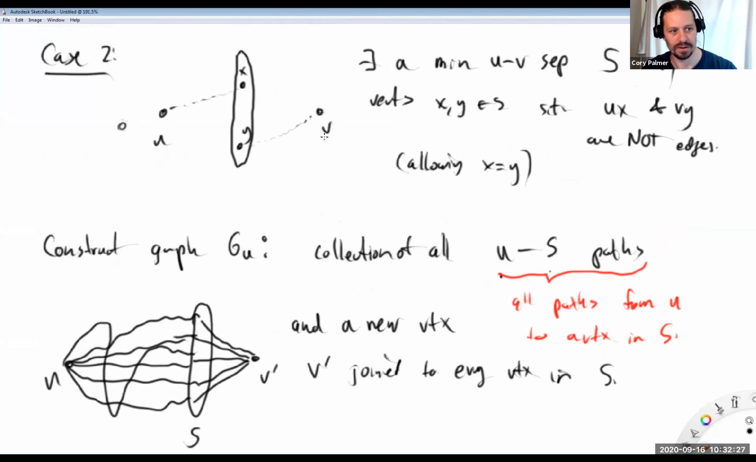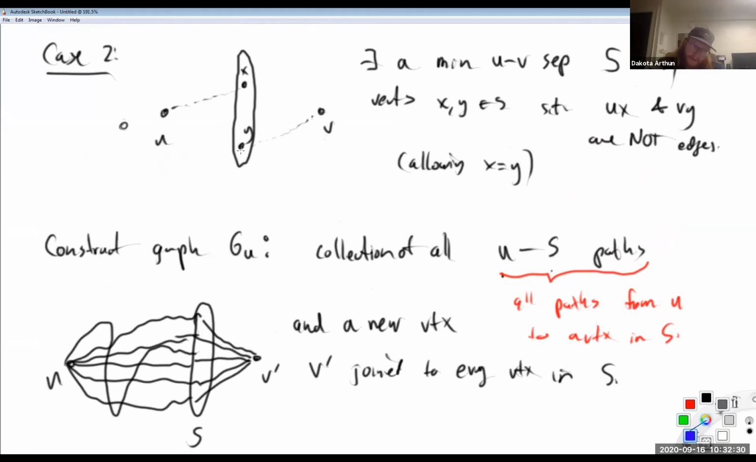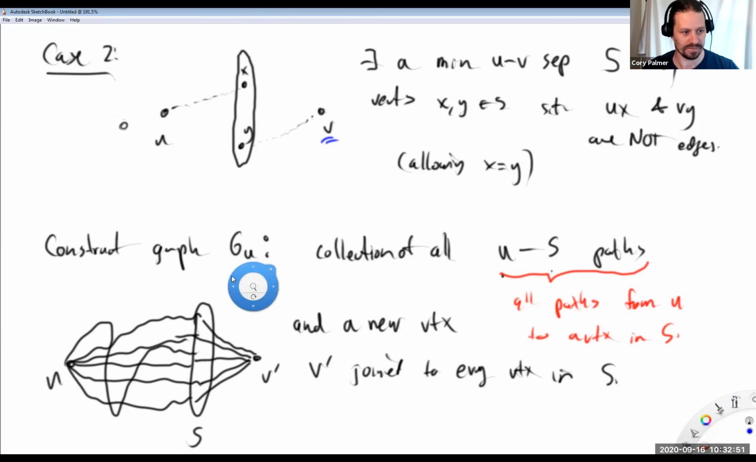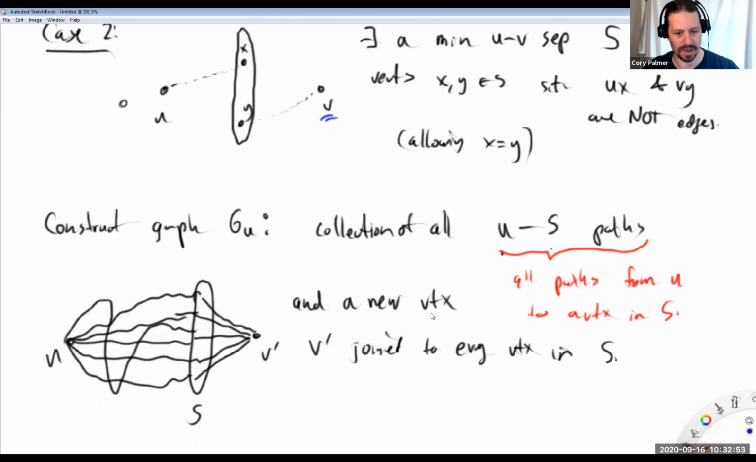This property here, V. Every vertex in S has a path going to V prime. Yeah, exactly, right? So Dakota points out that in G, I have this condition that there's a pair, V and Y, for which there's no edge, right? That's the case here. But down here, this V prime was joined to everything there. So it's not the same graph, right? It's not the same graph. This thing's a little bit different, okay?